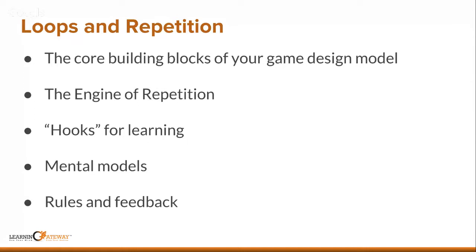All that rules and feedback really mean is that there's some sort of reliable, predictable structure that you're introducing the player to so that they know what to expect, what they need to do, and the experience and the feedback reinforces that. So those are sort of the core elements of loops and repetition and why they're so important to game design and why they're also so helpful and applicable to what we want to do in terms of applying game design to student success.